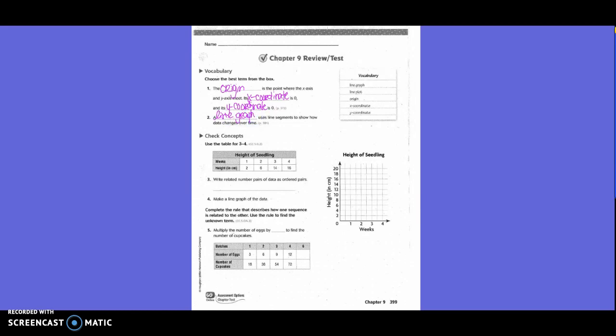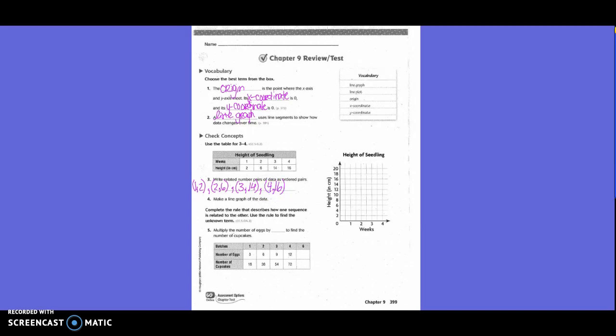Check concepts. Use the table for 3 through 4. Write related number pairs of data as ordered pairs. So our first one would be what? 1, 2. Our next one would be 2, 6. And this works because over here they have weeks on the x-axis and they have height on the y-axis, right? Next one, 3, 14. Next one, 4, 16.